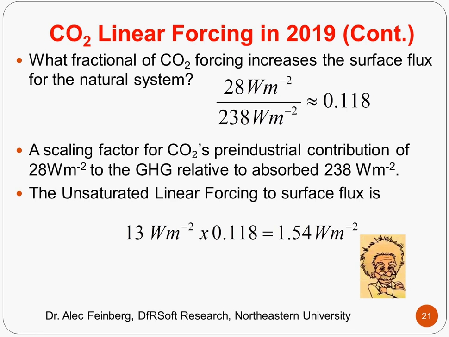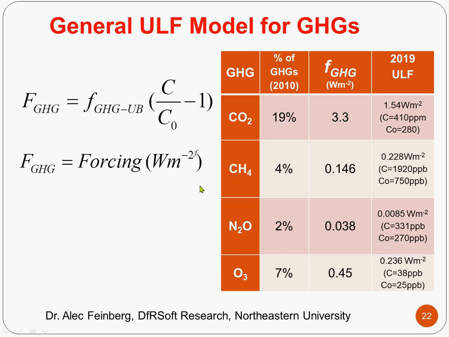Okay, so now we have a number from the linear model. Let's look a little bit more in detail. Now, if I go through all the steps and I provide that into a general model, this is what I found. For example, if you take the 410 divided by the 280 and you put it in here, subtract it from the 1, and you use what's called the forcing factor for the linear model, as 3.3 watts per meter squared, that would give you your 1.54 watts per meter squared.